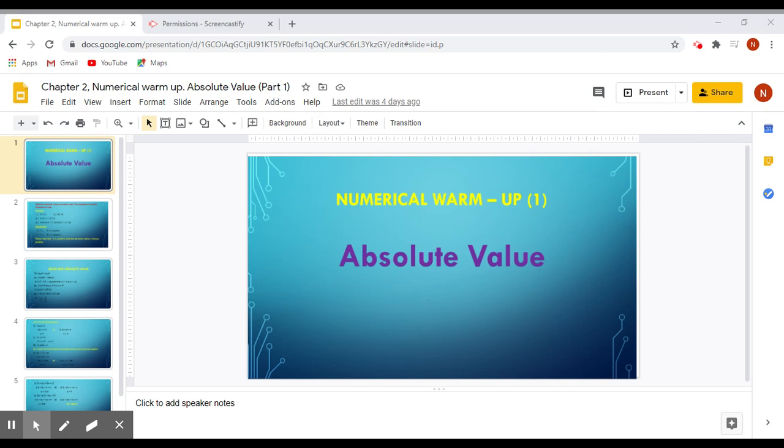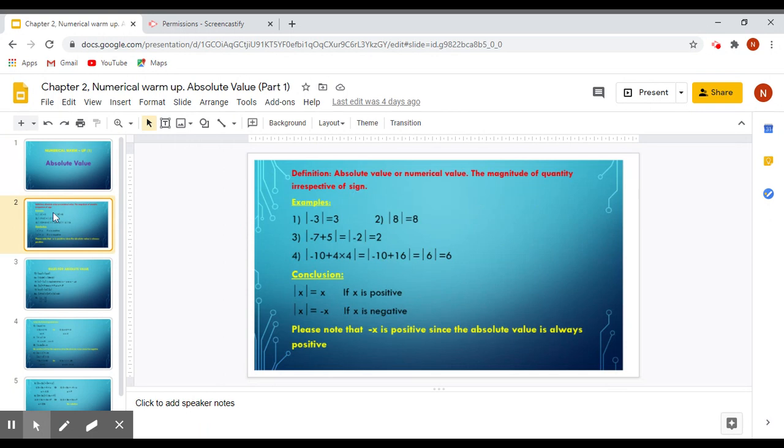Our lesson for today is about absolute value. Now, the absolute value, or the numerical value or the magnitude of a quantity, is its value irrespective of its sign. So, this is the symbol for absolute value: two vertical bars, and the number between them. We read it as: the absolute value of -3 is equal to 3.